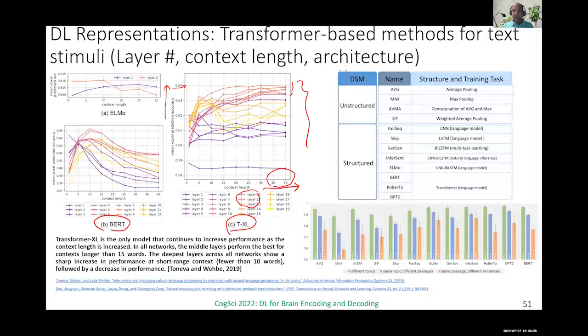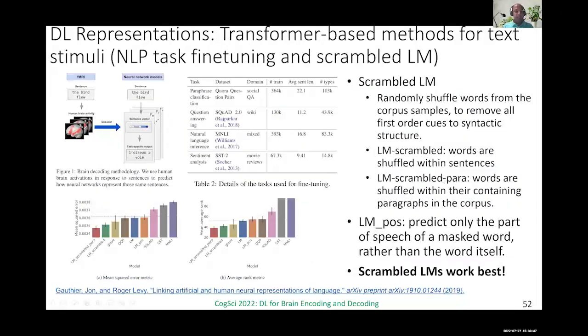In fact, until here, people also observed that across different types of experiments, InferSent still gives you comparable accuracy to these transformer-based methods. However, over time, people have shown that yes, transformer-based methods do give you better accuracies in terms of encoding and decoding.